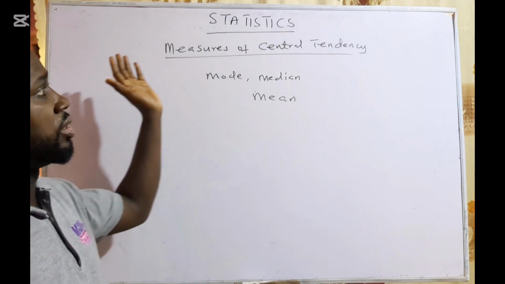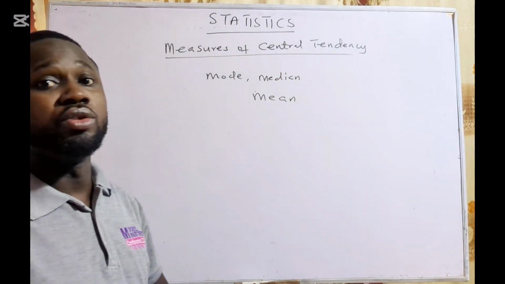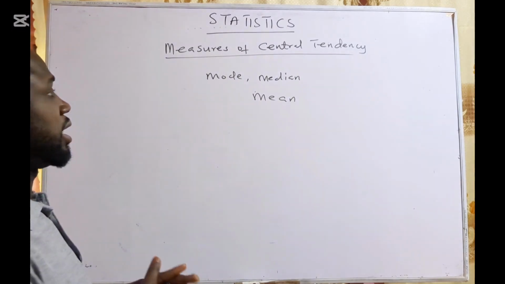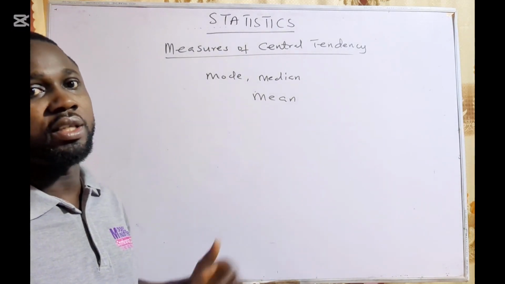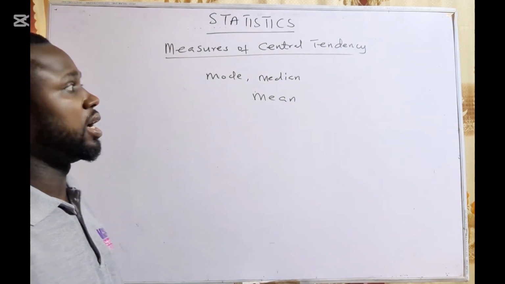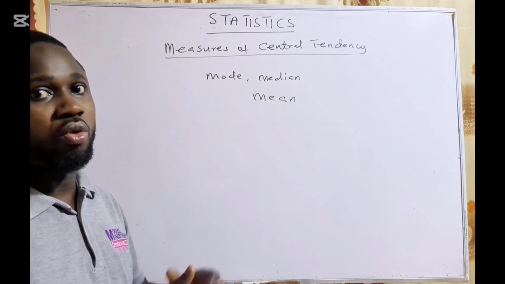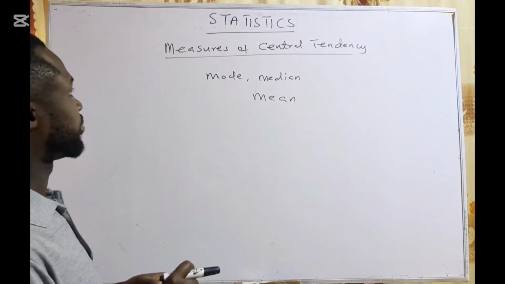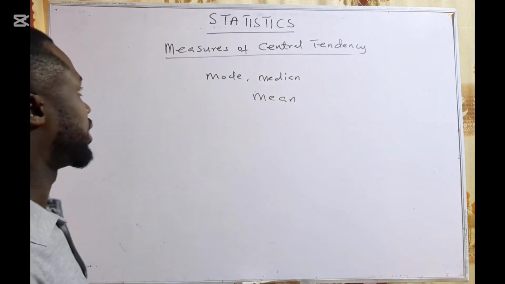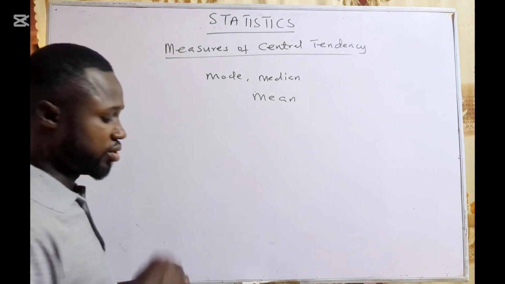The measures of central tendency is where we use one value to represent a given data. That particular value is found around the center of the data. It's a value that the data mostly gather around or close to. First of all, let's look at the mode, and then we take it to the median and then the mean. So let's look at the mode.